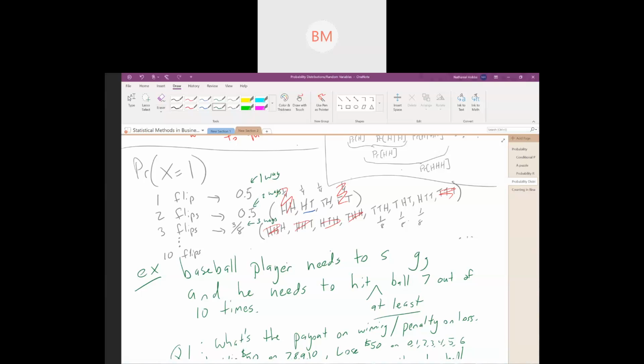So what do you think it would be for 10 flips? How many ways do you think there would be to get one heads in 10 flips? 10 ways. Okay. So if 10 is going to be on the top, then what number would be on the bottom? I'll write it down for you, and then maybe you can tell me why it is that way. 2 to the 10.